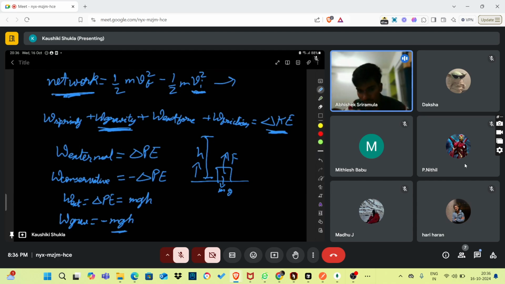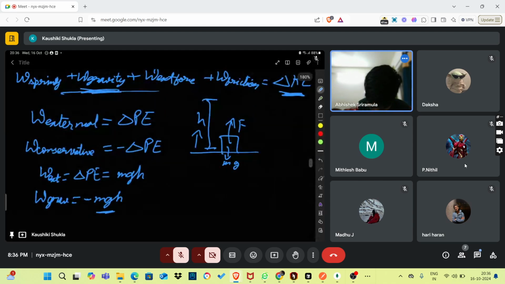So if the system is initially at rest and finally also at rest, then the work by conservative forces equals that by the external forces. You can get it from this equation.